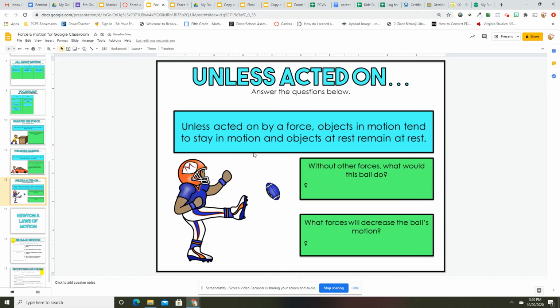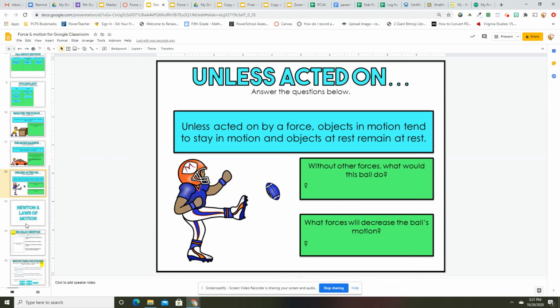All right, unless acted on by a force, an object in motion tends to stay in motion, and objects at rest stay at rest. So without other forces, okay, so this guy, the football player, kicked the football. What is the ball going to do? Okay, answer that for me right here. What's that ball going to do? If there's nothing there to stop it, what's going to happen? What forces will decrease the ball's motion? So what could happen to stop that ball? Okay, answer those two questions for me.